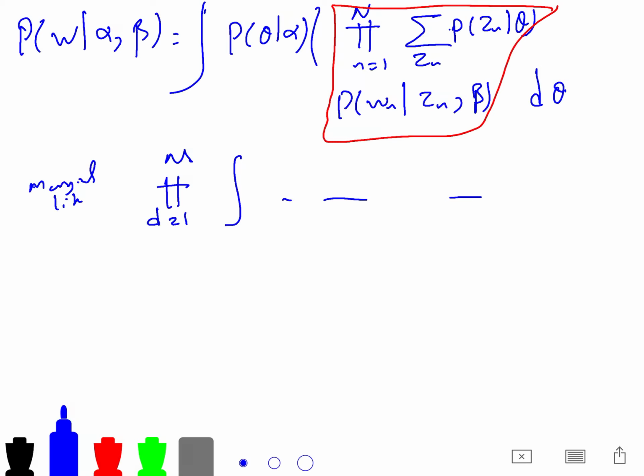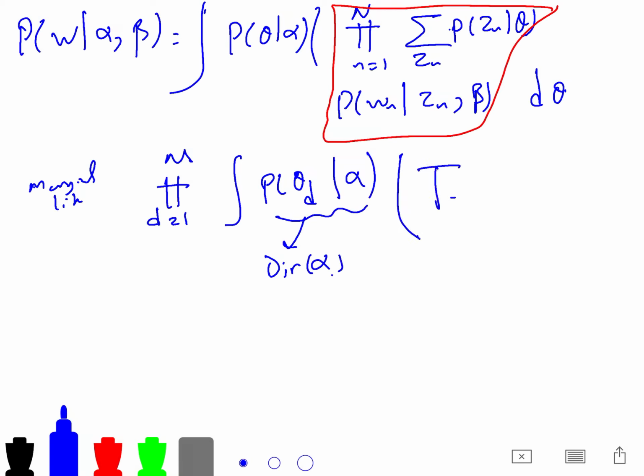And so the goal is to estimate the hidden variables. So this is the probability of theta d given alpha, which is the Dirichlet with hyperparameter alpha, times the product of n from 1 to N of d, where N of d is the number of words in document D. So the goal is to estimate the hidden variables.